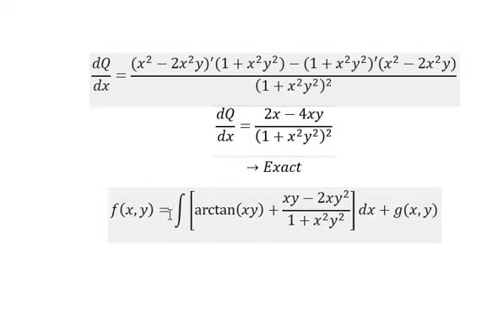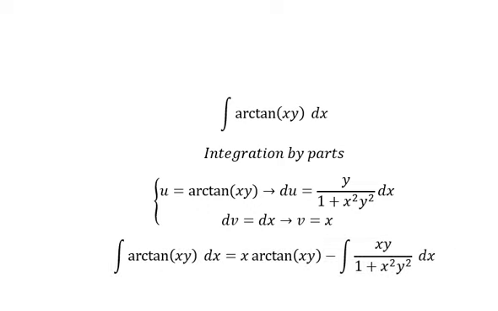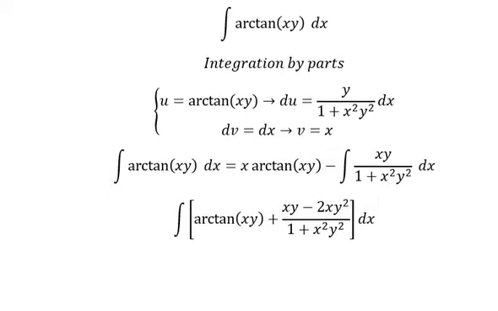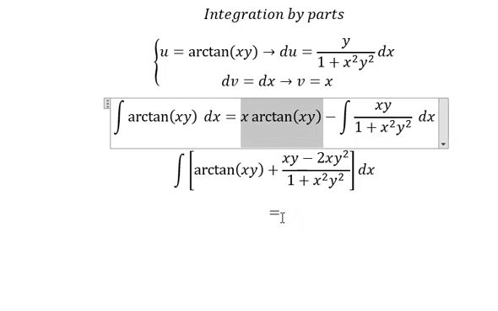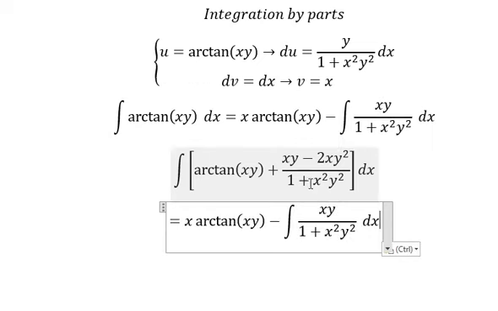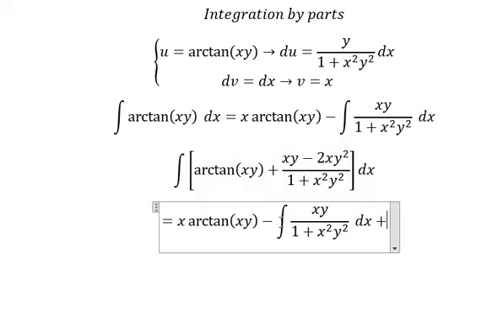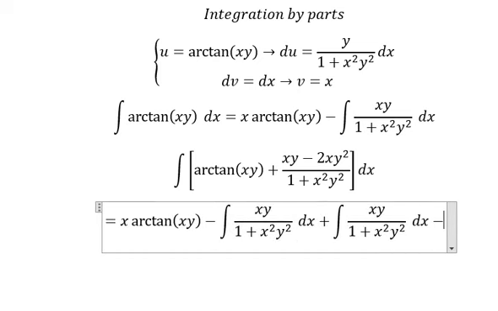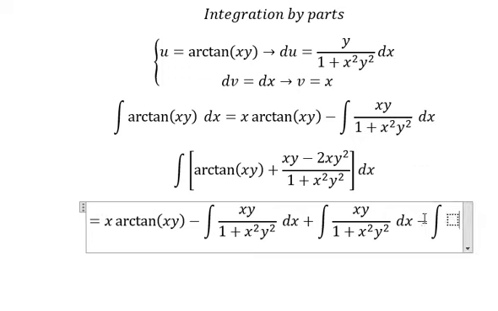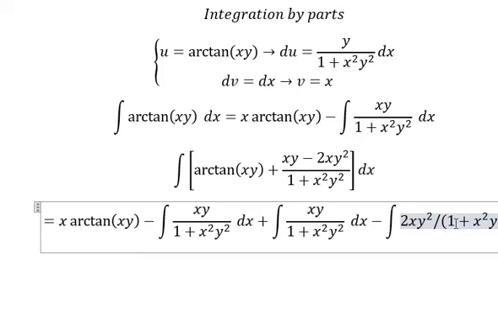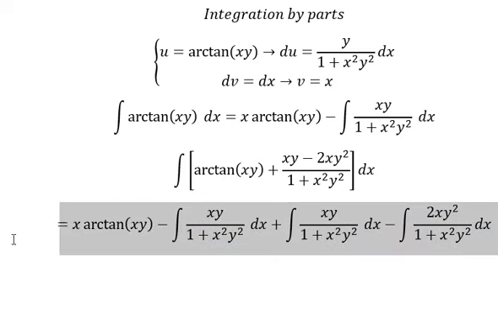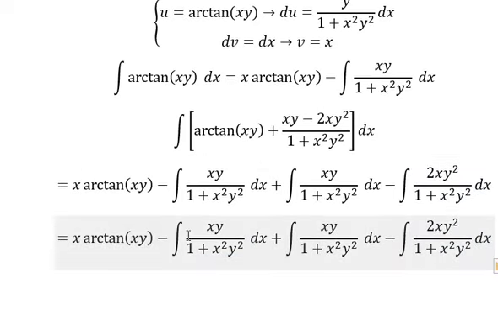Now we need to return back to this one. So this one, we got this one minus this one. And if we separate them in here, we have positive this one minus this one. So we simplify, we have like this.